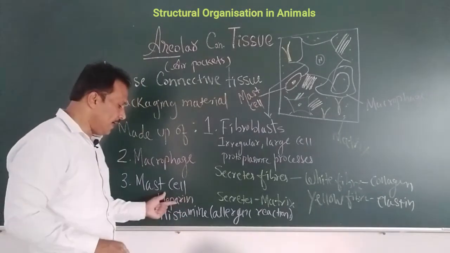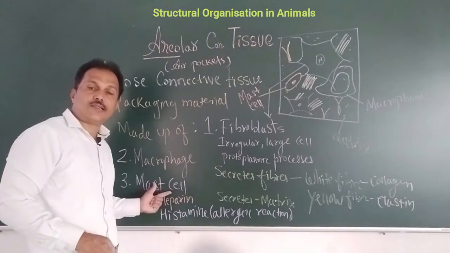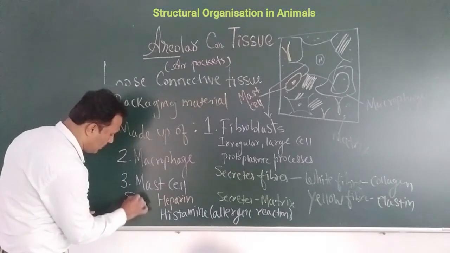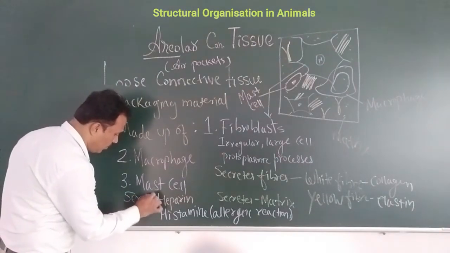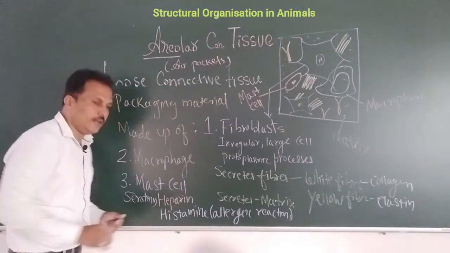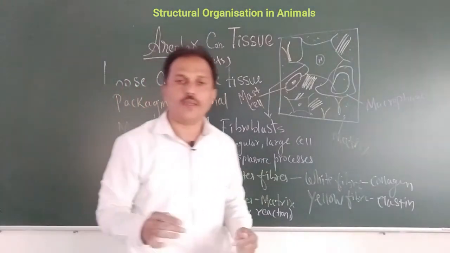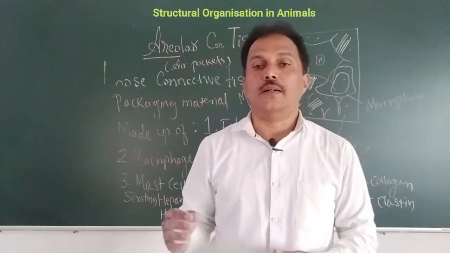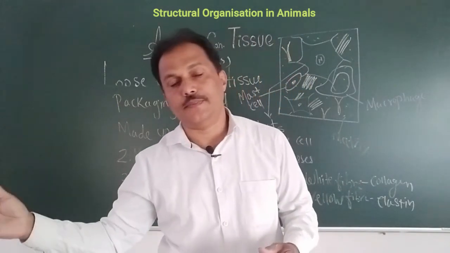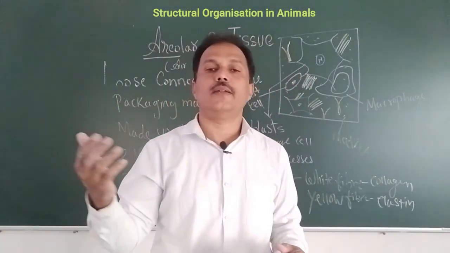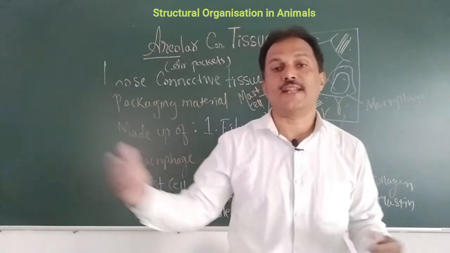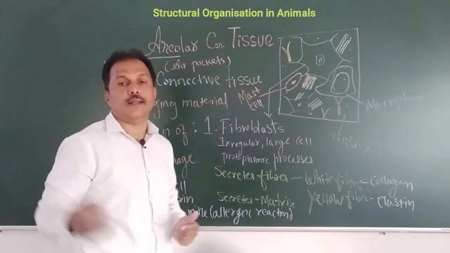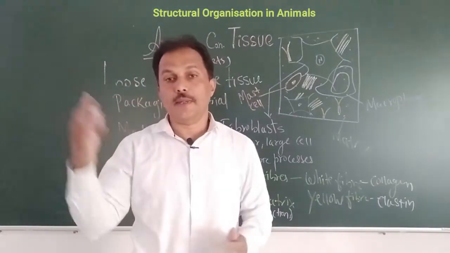Apart from heparin and histamine, mast cells also store one more substance known as serotonin. What is serotonin? It is the substance generally used for neural impulse transmission, or you can use the word neurotransmission. We will discuss serotonin at length in a special topic in the chemical coordinators at the end.